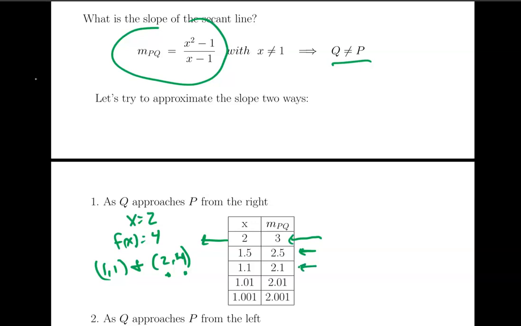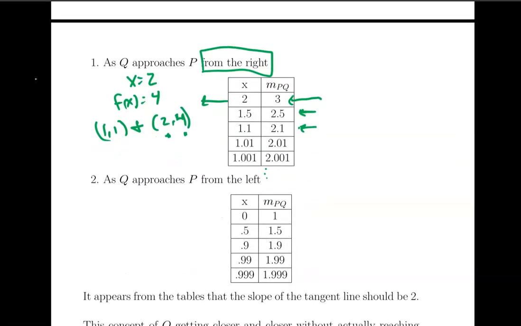So a couple questions here. First of all, how long can I play this game? Well, forever is the correct answer. But I really don't think I need to, because it certainly seems the closer I get to 1 from the right, the closer the slope gets to 2. Okay, everyone see that?